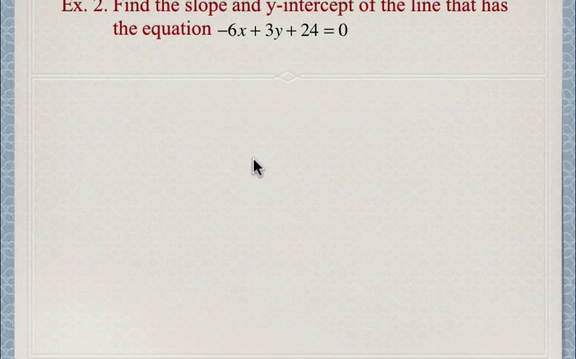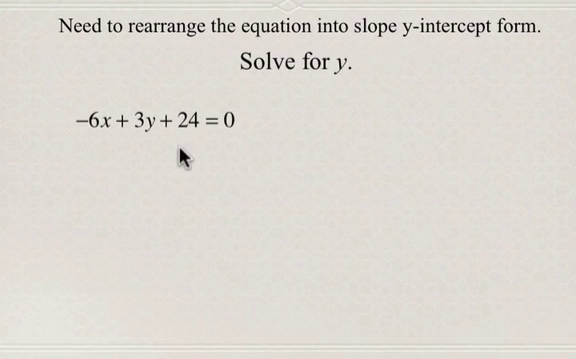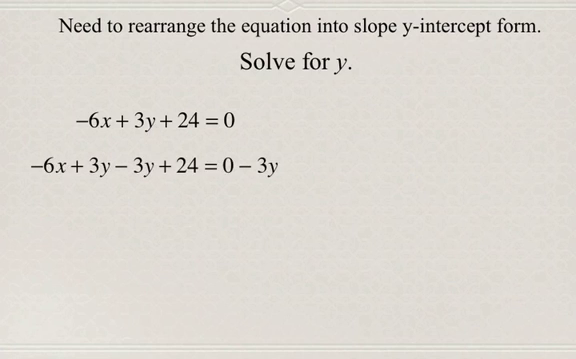So we'll try another question, and we're asked to find the slope and the y-intercept of this equation. First thing you do, once again, rearrange the equation into slope y-intercept form and solve for y. So write the equation. The easiest way to isolate the term with the variable is to subtract 3y from both sides. So we do that, and we get 0 minus 3y. Now remember, that simplifies to negative 3y. And when you subtract 3y, there is no y term on this side of the equation, so it's just negative 6x plus 24, so we bring that over to the right-hand side of the equation.